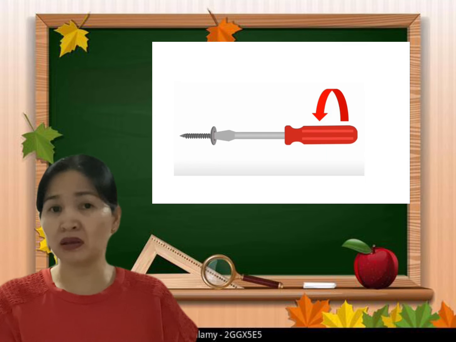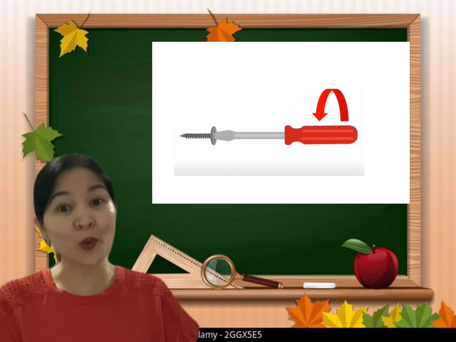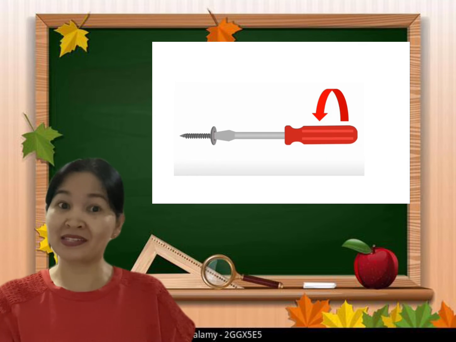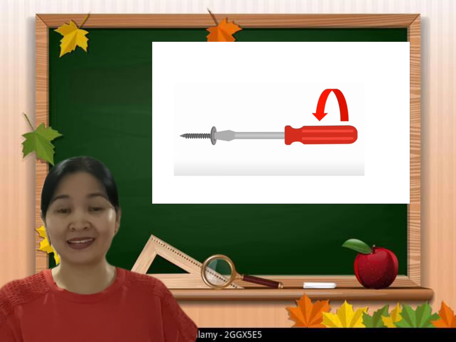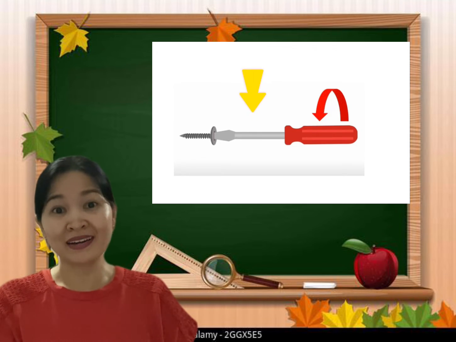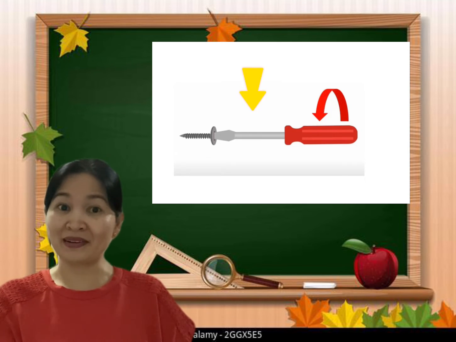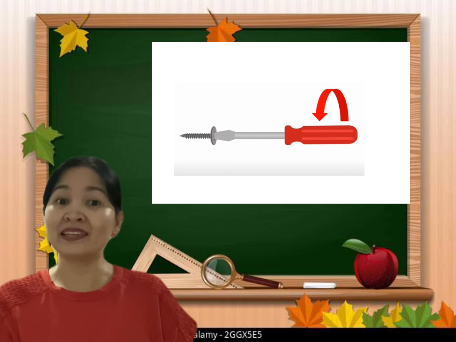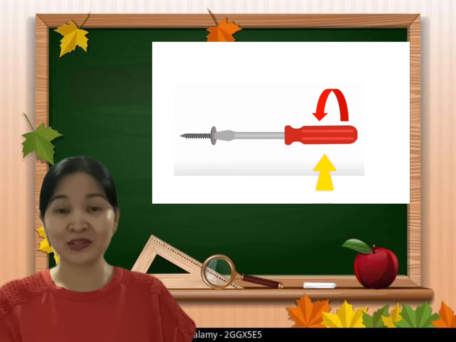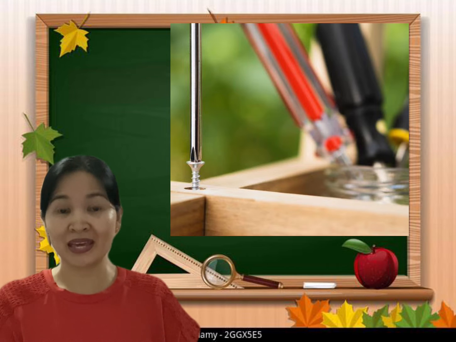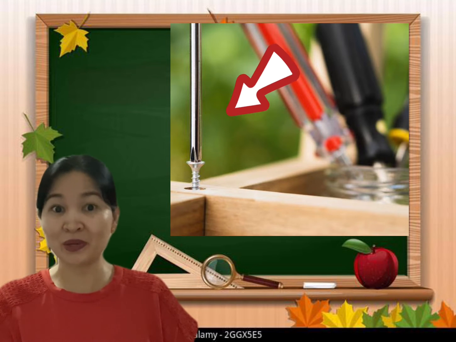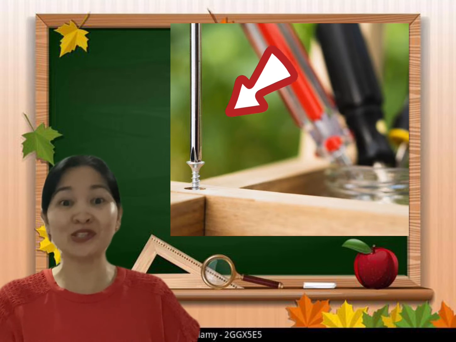Why? I cannot see the wheel. Well, screwdriver is another example of wheel and axle. The metal bar of the screwdriver is the axle, and the handle acts as the wheel. You use this for turning the screw, and you apply force on the wheel, which is the handle, when you turn the screw.